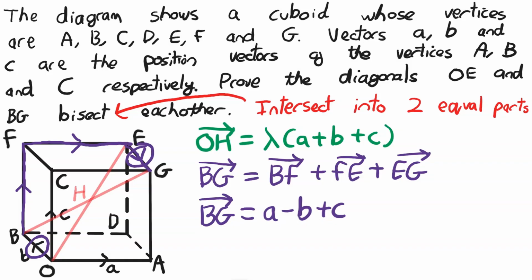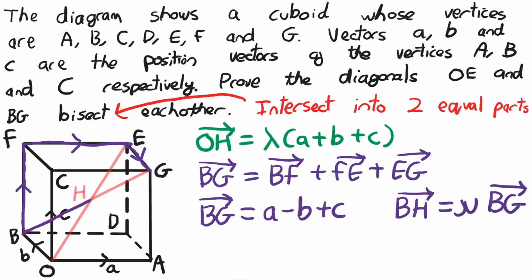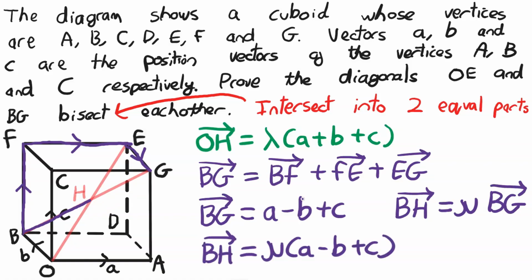Okay, so if we now consider BH, so this is this here. Like before, this is a section of the bigger line BG. So what we're going to say is that BH is equal to a scalar, this is a different scalar, we're going to call it mu, of BG, because BH is a section of the line BG, so mu is going to be a fraction, it's going to be less than 1. So therefore BH is going to be this mu multiplied by A minus B plus C.